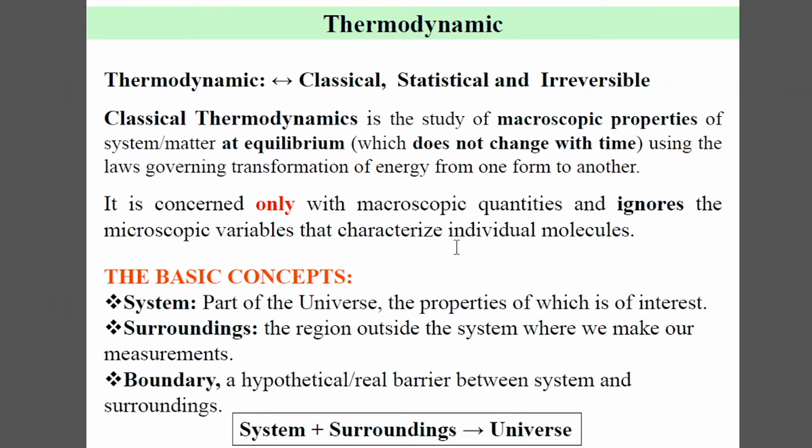So, basically, we should now go ahead and just recapitulate. I think most of you know what it is. What is a system, what is the surrounding, and what is the boundary? System is the part of the universe in which our interest of study lies, the property of which we are trying to study. And surrounding is any area outside the region of the system from where we make the observations. And boundary is a hypothetical line between the system and the surrounding. System and surrounding together, what we nomenclate is the universe.